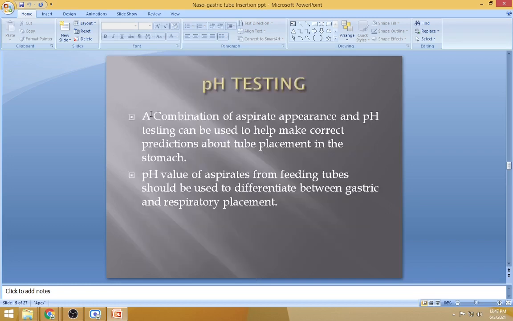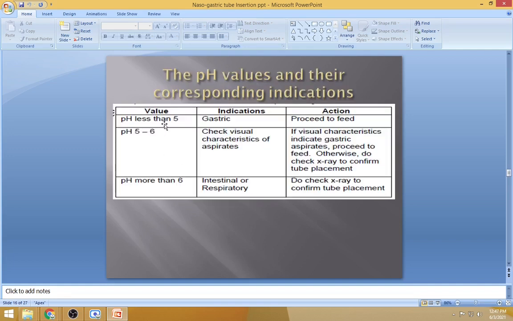So this is also one method. A combination of aspirate appearance and pH testing can be used to help make a correct prediction about the placement of the tube in the stomach. A pH of less than 5 will indicate that it is in the gastric, in the stomach, and you can proceed to feed.